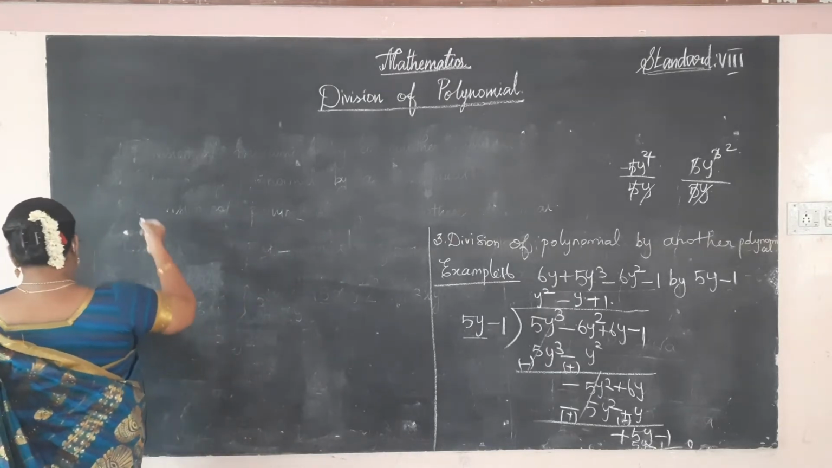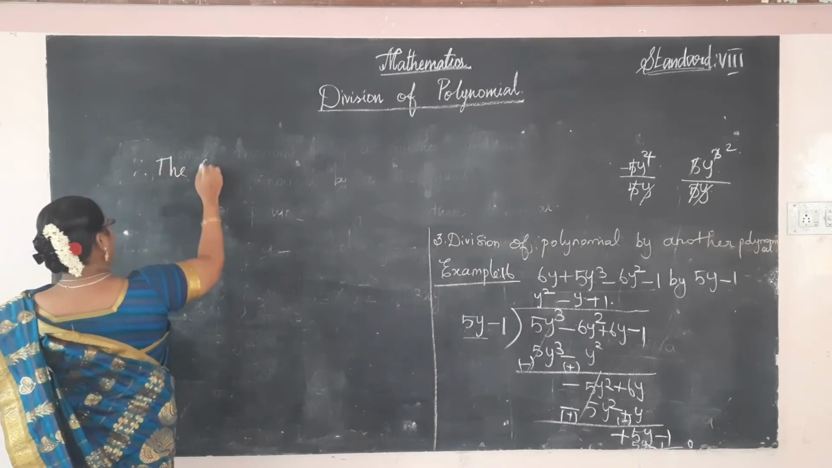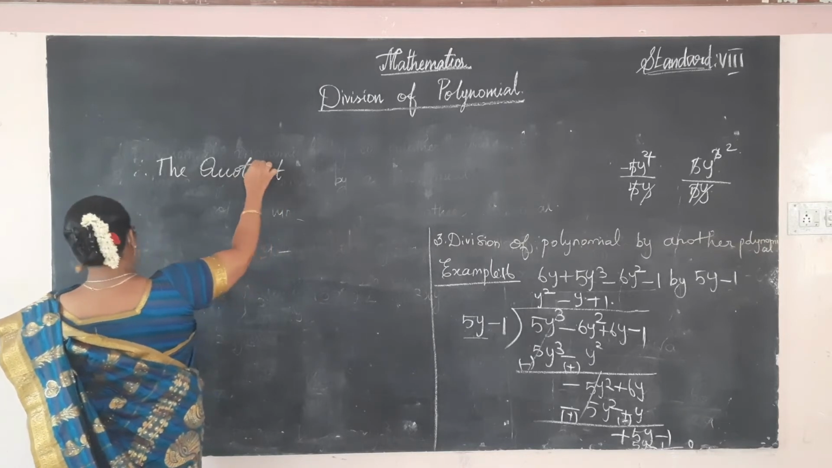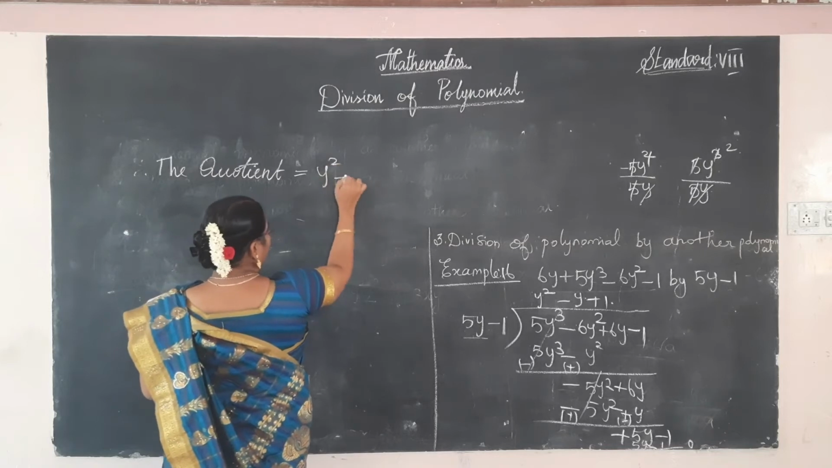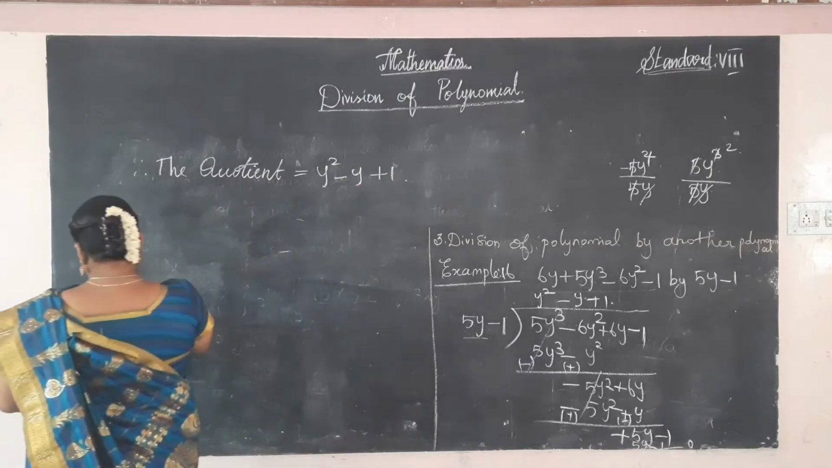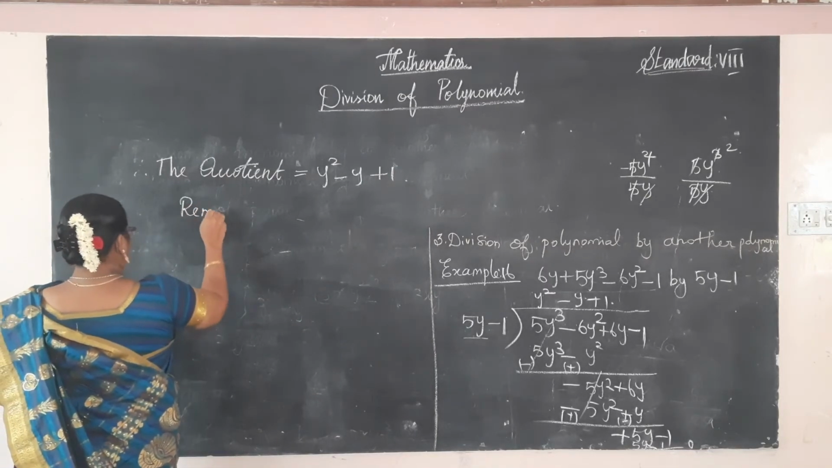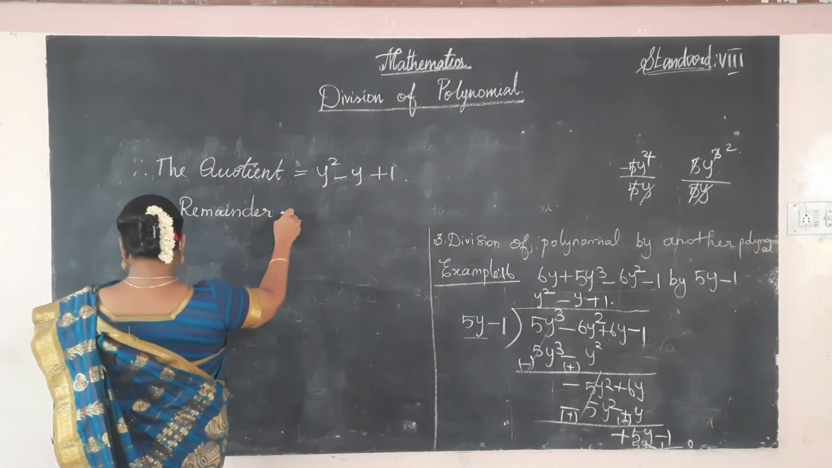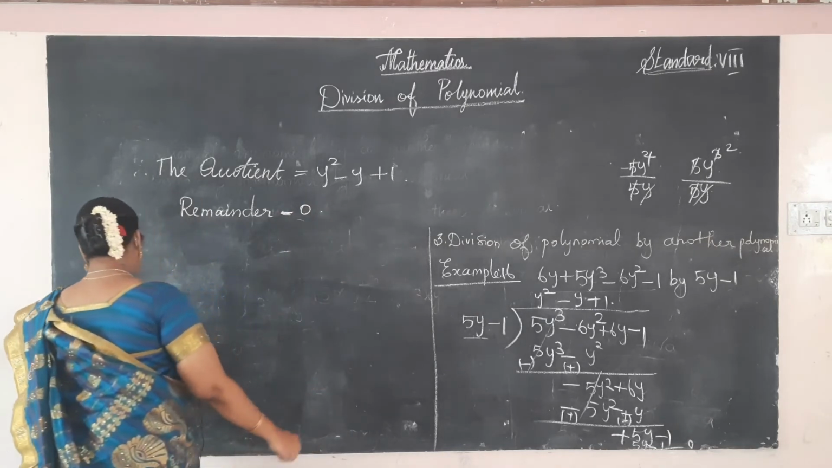So what is the quotient value? Therefore, the quotient is equal to y squared minus y plus 1. Okay, that is the quotient value. And then the remainder is 0. Okay, that's it.